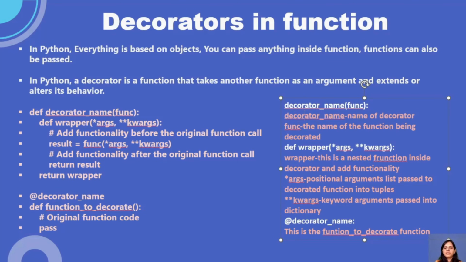Decorator name means name of the decorator, guys, and function means the name of the function being decorated. The function name which you want to decorate, you can put it here. Def wrapper means wrapper. This is a nested function inside decorator and add functionality. Args are the positional arguments, like I've already said, keyword arguments, and this is the function to decorate function. This decorator name is used inside this function. That is why decorator function.